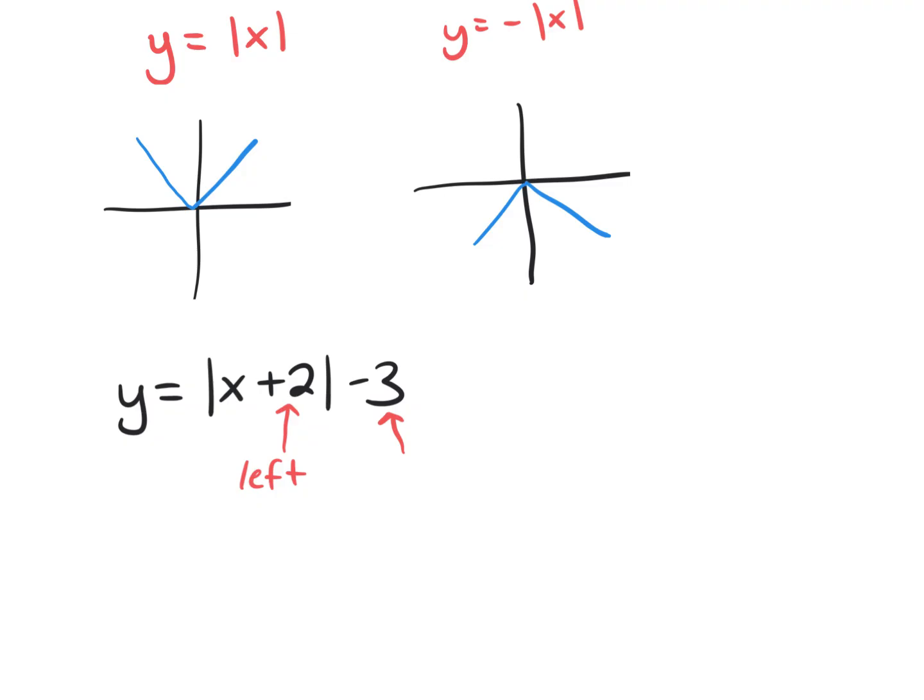So minus 3, do we think normal or opposite? Normal. Minus 3 is down 3. Sorry, I should say left 2. So this gives us our starting point: left 2 is negative 2, down 3 is negative 3. Right here, this is our starting point.